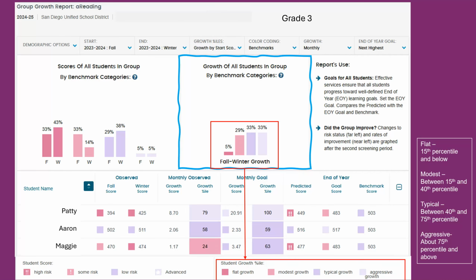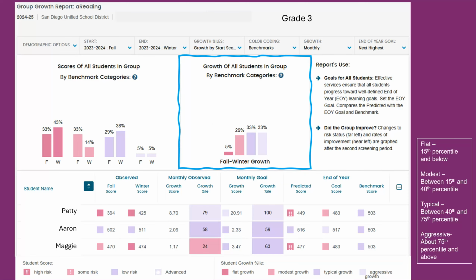There are 4 growth categories: flat, modest, typical, and aggressive. Flat growth indicates the student is at or below the 15th percentile compared to grade level peers with a similar start score. Modest growth falls between the 15th and 40th percentiles. Typical growth is between the 40th and 75th percentiles, and aggressive growth is at the 75th percentile and above.